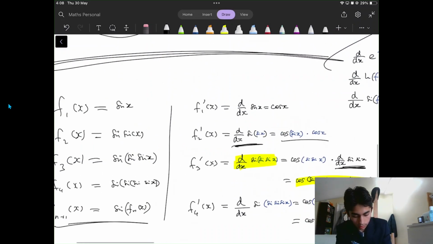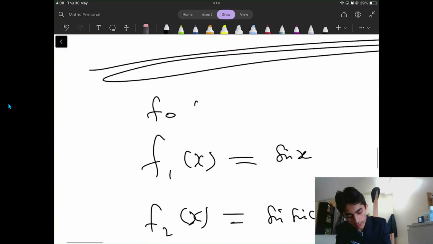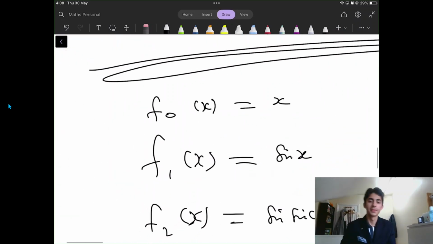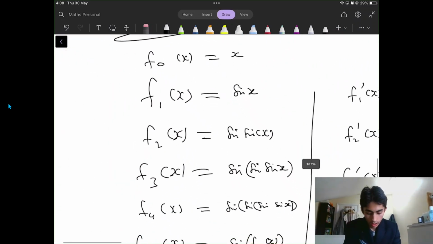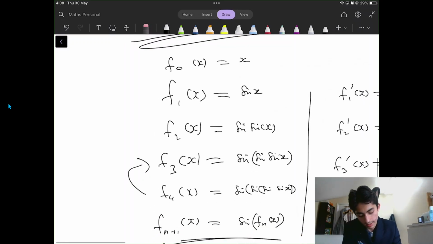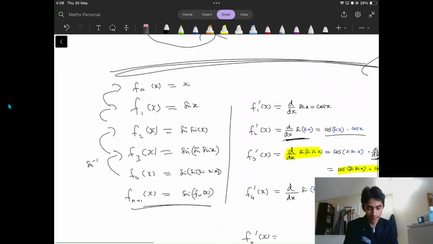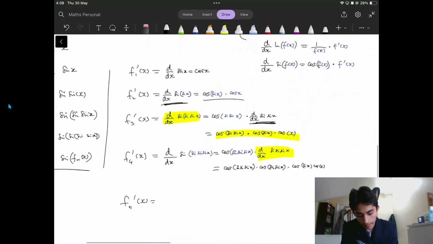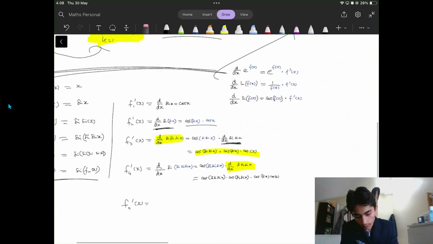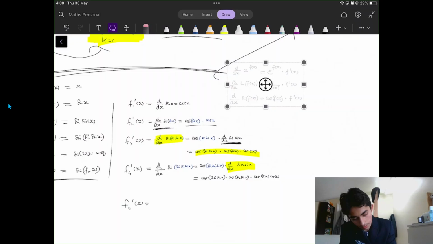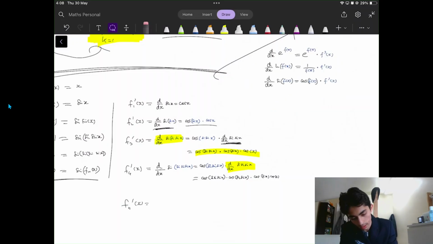One more trick that I'll do, I'm going to define f naught of x to just be x, right? Because once again, in order to get from f4 to f3, you apply sine inverse. To get from f3 to f2, sine inverse, sine inverse. Eventually, to get from f1 to f0, you apply sine inverse to the sine of x to get back to x, right? So, let me just move this chain rule stuff up. Okay.